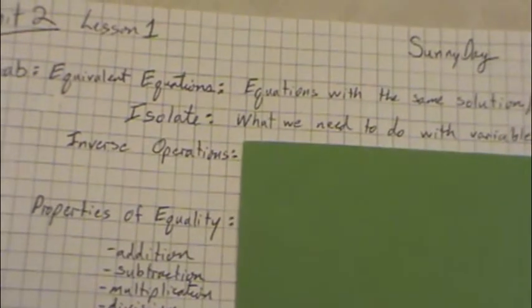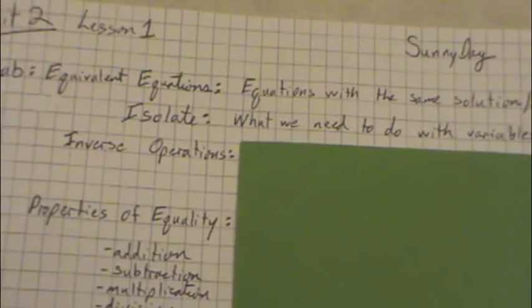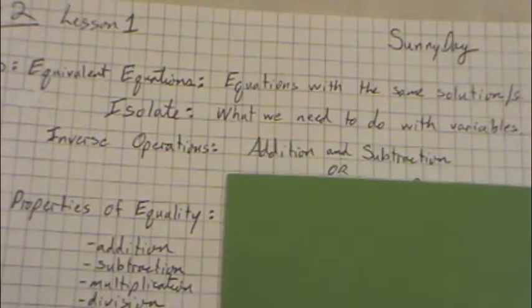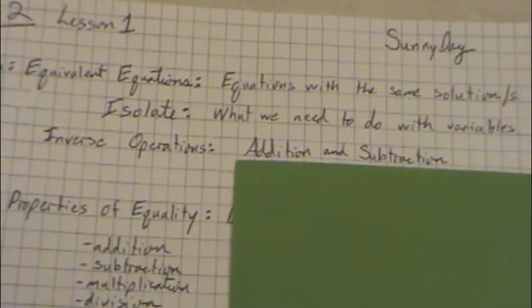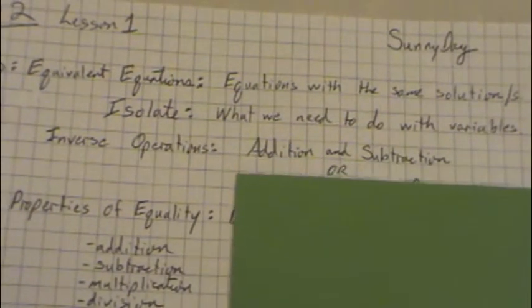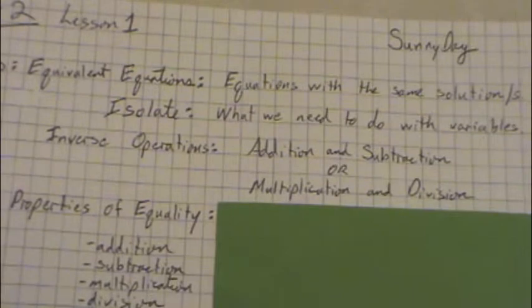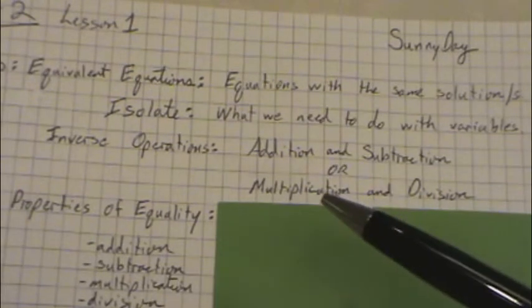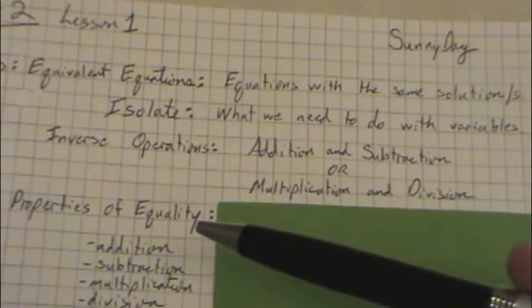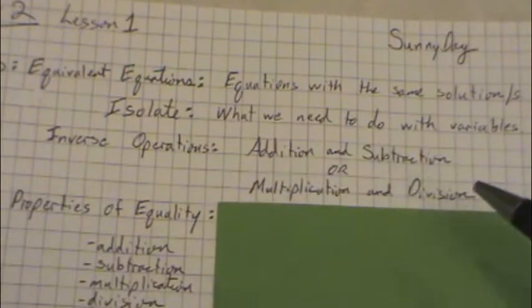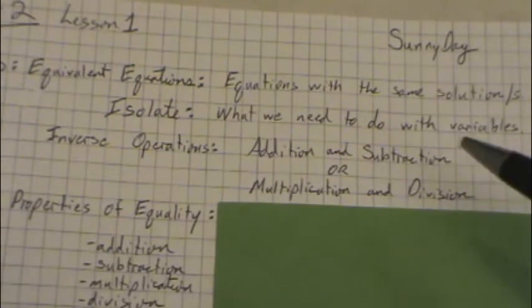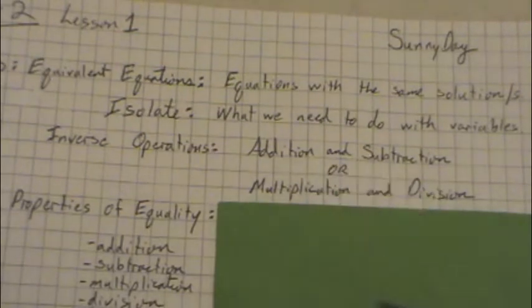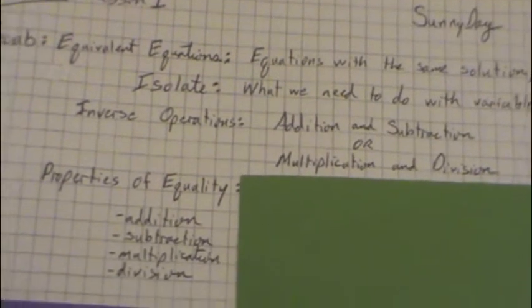Inverse operations. Instead of giving you a long, wordy definition, I just said addition and subtraction are inverse operations. So are multiplication and division. If you have something being added and you need to do the opposite, you subtract. If you have something being divided and you need to do the opposite, you multiply. That's what inverse operations mean.